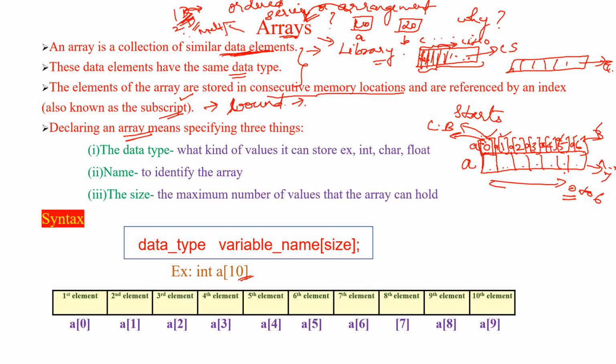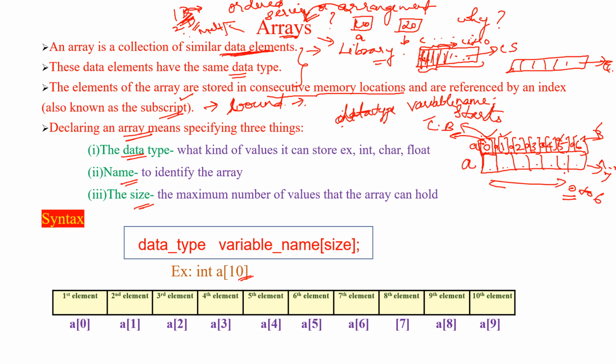So declaring an array means specifying three things. What are the three important things you have to specify? The data type, the name and the size. So for a variable, how did you declare? Int, that is data type, and your variable name, ending with a semicolon. This was your declaration of a variable, right?